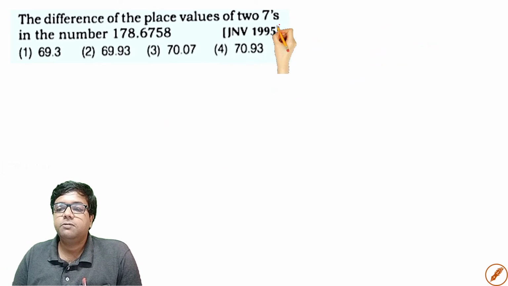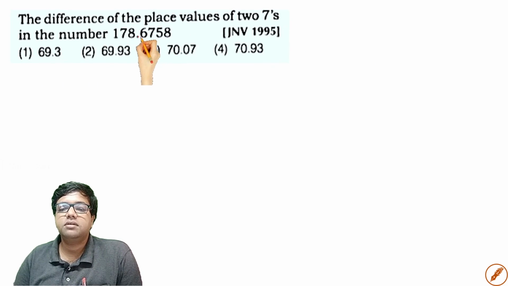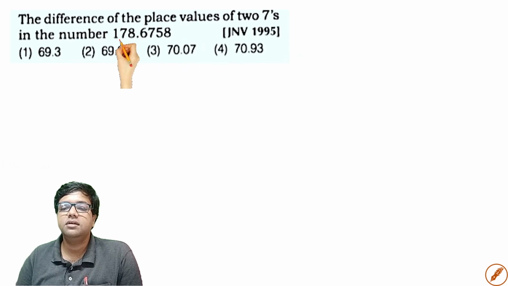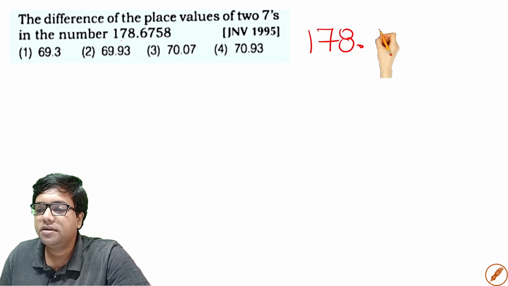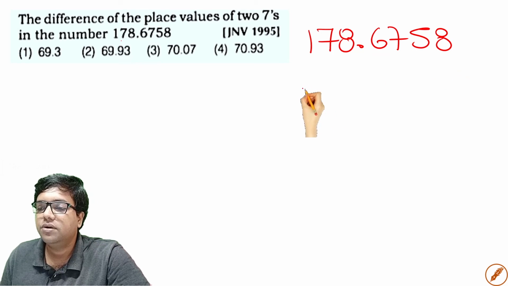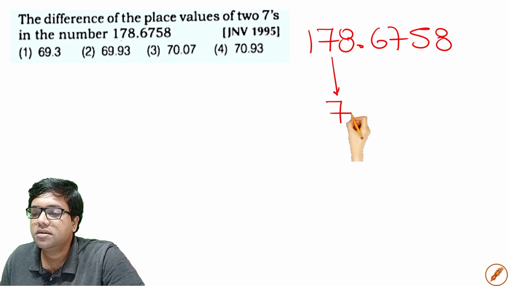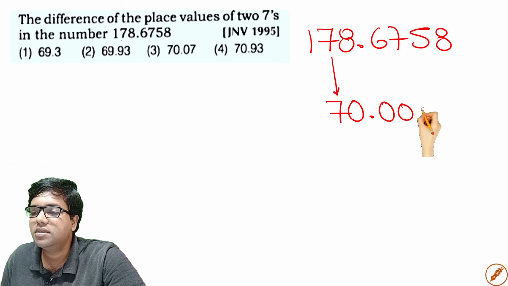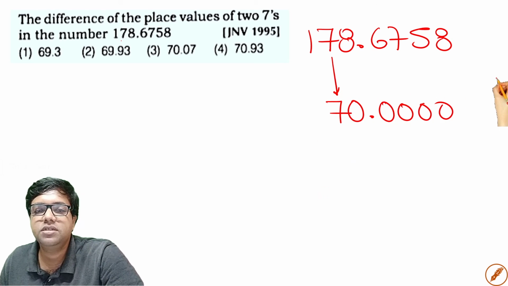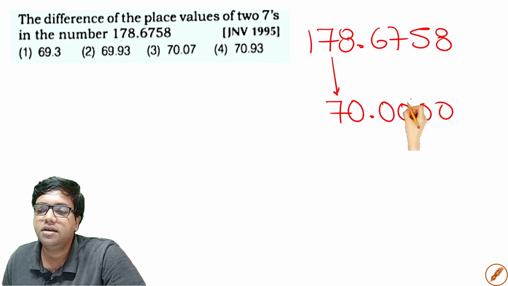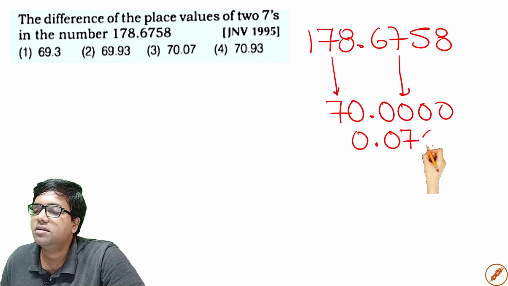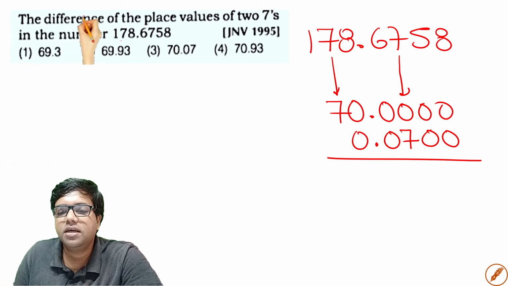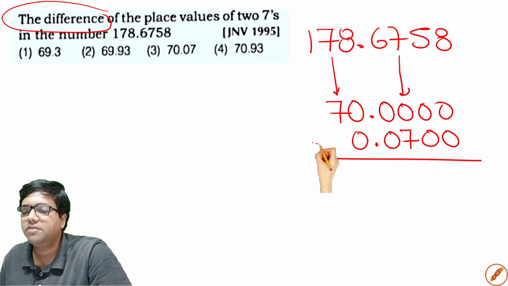The difference of the place values of 2 sevens in the number 178.6758. The difference of the place values of 2 sevens in the number. So let me write the number 178.6758. Okay. So the place value of this 7 is 7 and all the zeros. Keep as many zeros as there are digits on the right hand side. So the place value of this 7 is 0.0700. Now what they are asking is to find the difference, right?